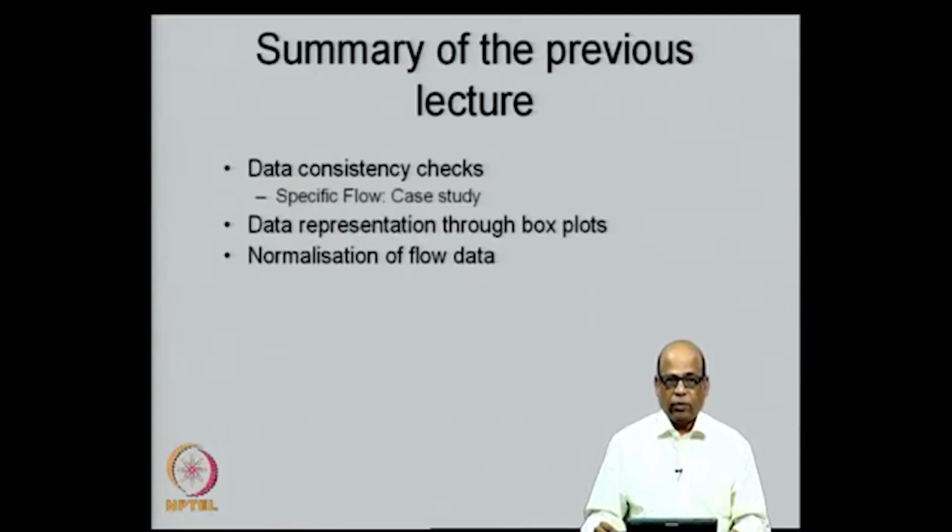Then I also discussed in the last lecture the data representation through box plots. Box plots essentially provide a good representation for the uncertainties, including the range. It shows the range between minimum flow and maximum flow. It also shows the median, the 25th percentile, the 75th percentile, and sometimes we also put the mean.